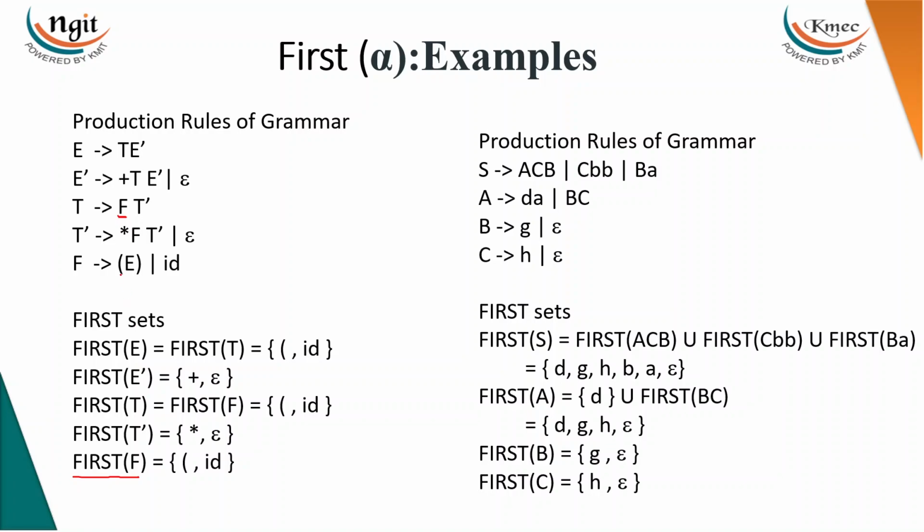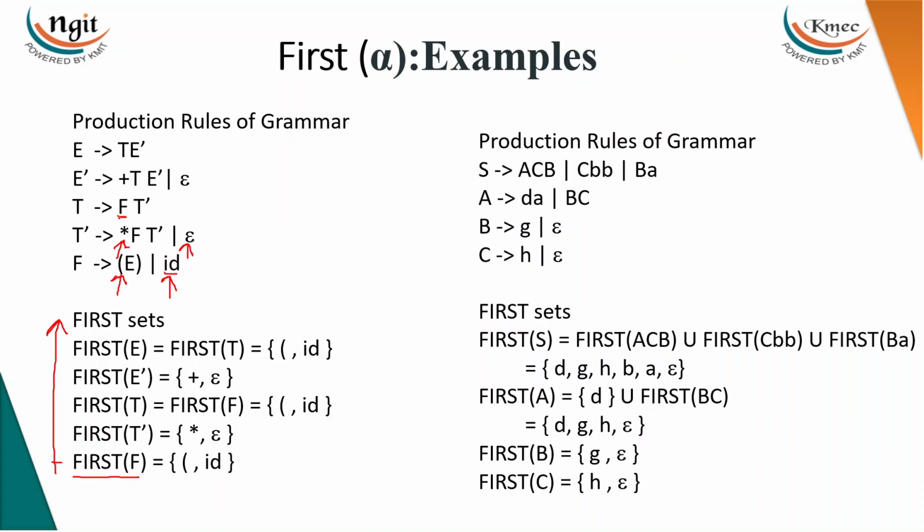First of F, guys, listen here, we have two productions. What is the first symbol? Terminal, take it. What is the first symbol? Terminal, take it. That's it. And first of T dash, you go in a bottom up approach, better. First of T dash, what is the first symbol? Terminal. What is the first symbol? Epsilon. If it is terminal, take it. Epsilon, take it. Well and good, right?